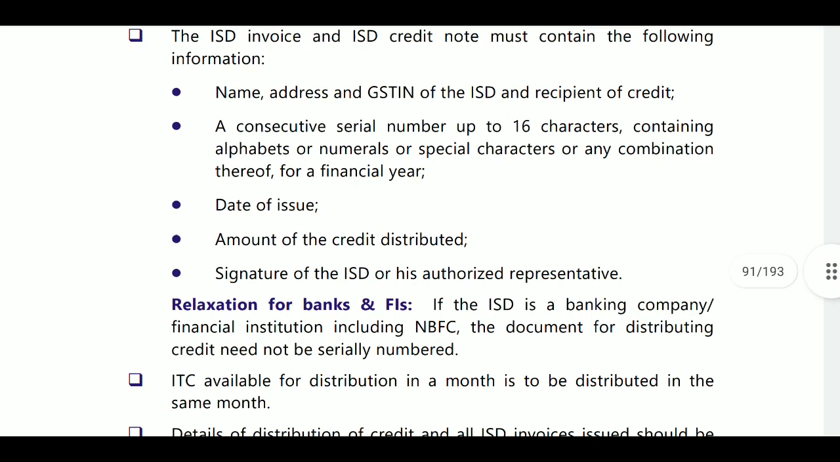Next, relaxation for banks or financial institutions. If the ISD is a banking company or financial institution including NBFC, the documents for distributing credit need not carry a serial number. So a serial number is not required in the case of a banking company or financial institution. Only other persons are required to maintain those consecutive serial numbers.